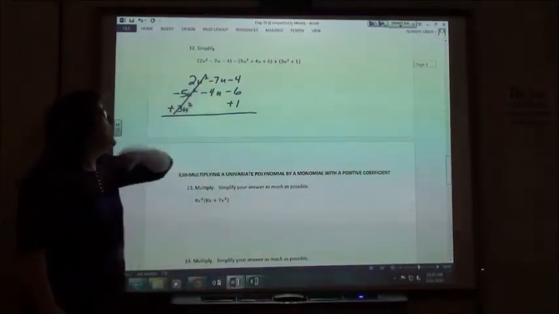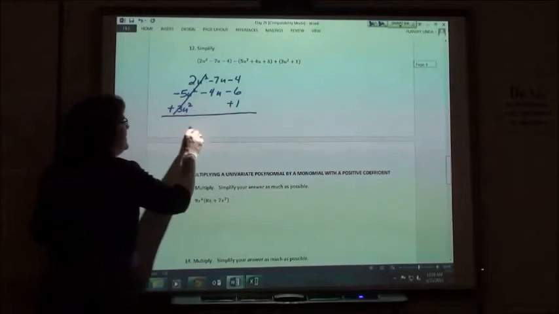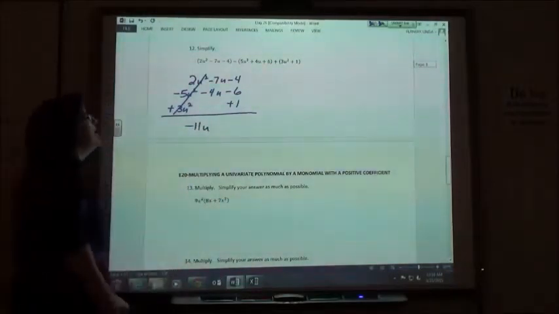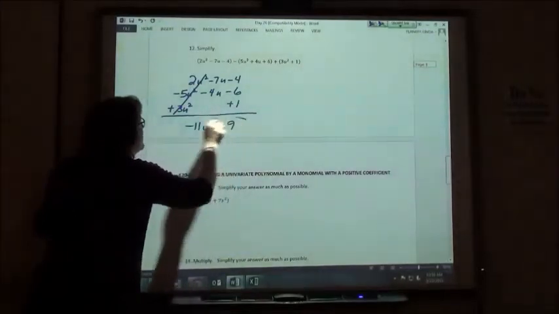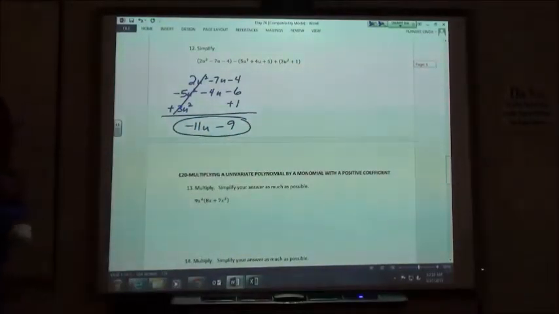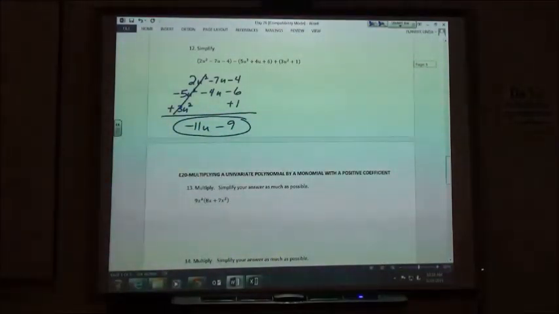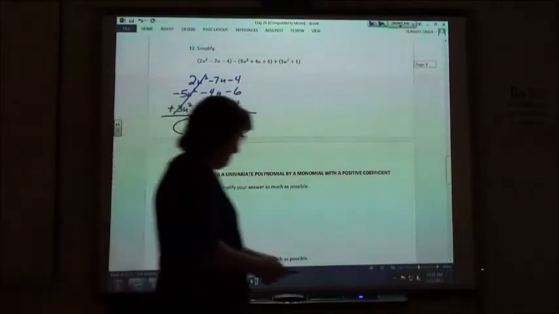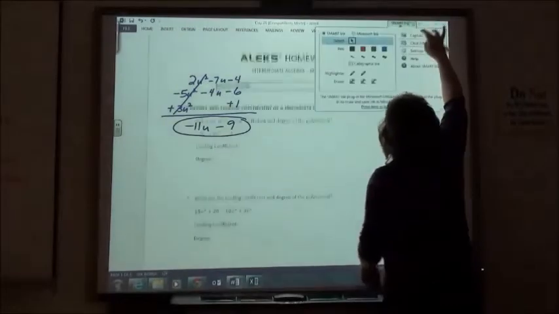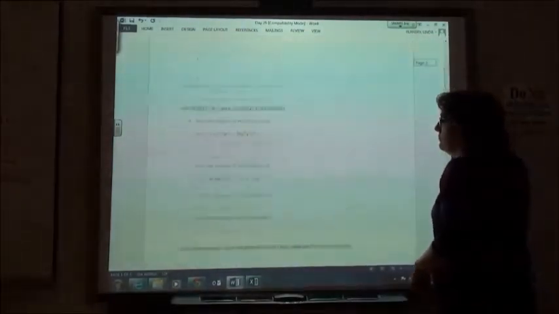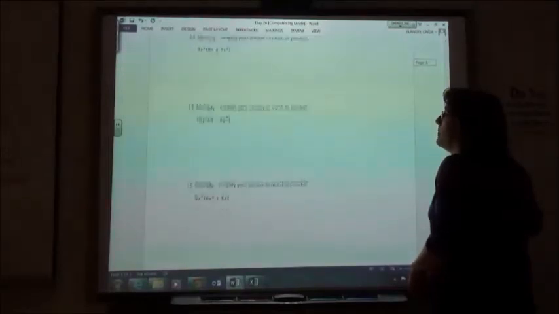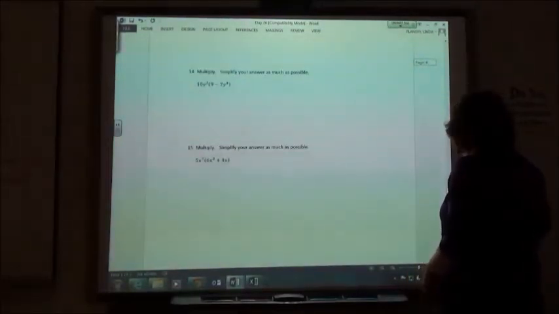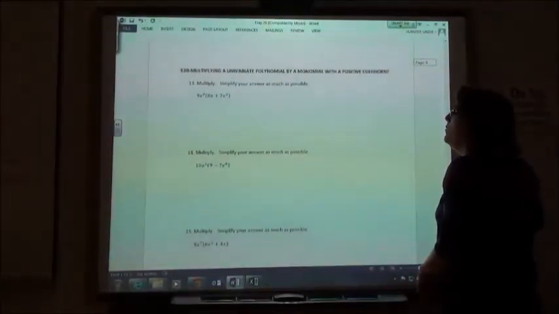Negative 7u minus 4u, negative 11u, and then negative 4 minus 6 plus 1, minus 9. So just negative 11u minus 9. Numbers 13, 14, and 15, we are now multiplying.